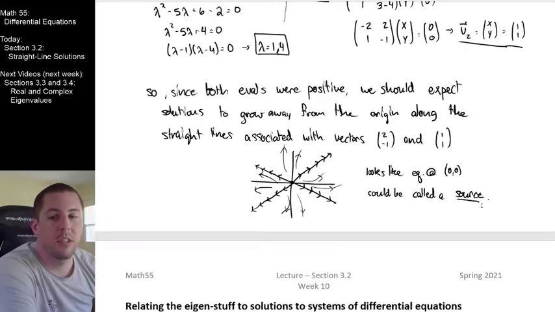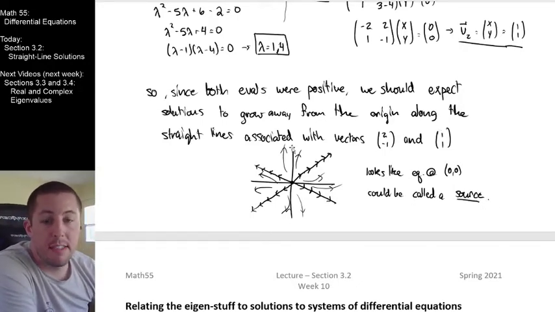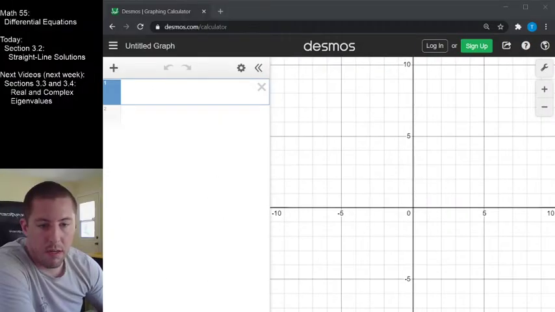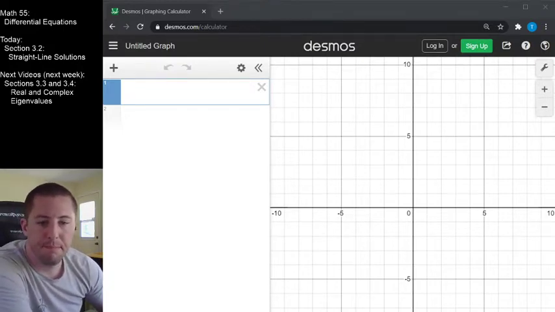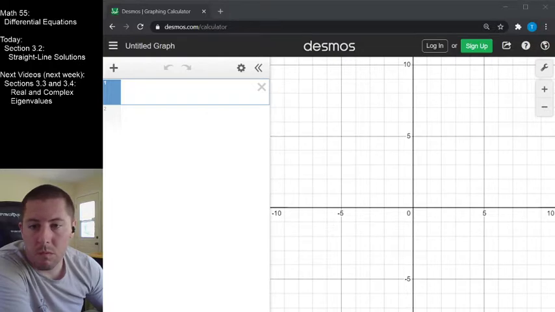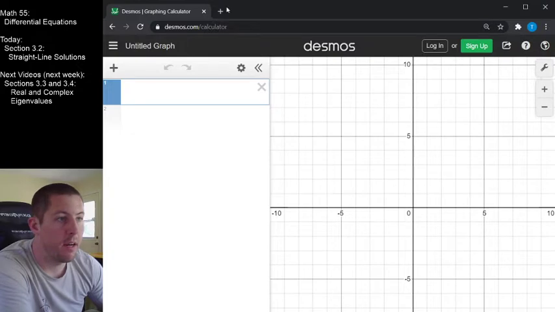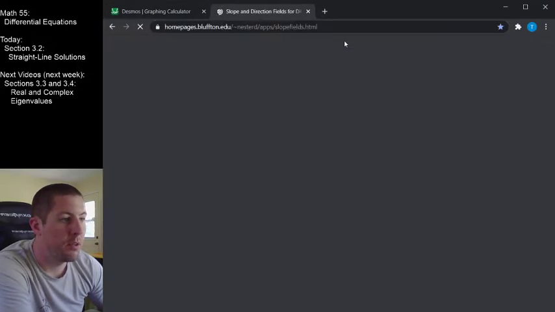So let's go ahead and look at this over at Bluffton and see that we're going to get a graph that does, in fact, look like this right here. So heading over to... Hey, we got audio again. Okay, cool. So now I'm over here. Let's go on over to Bluffton.